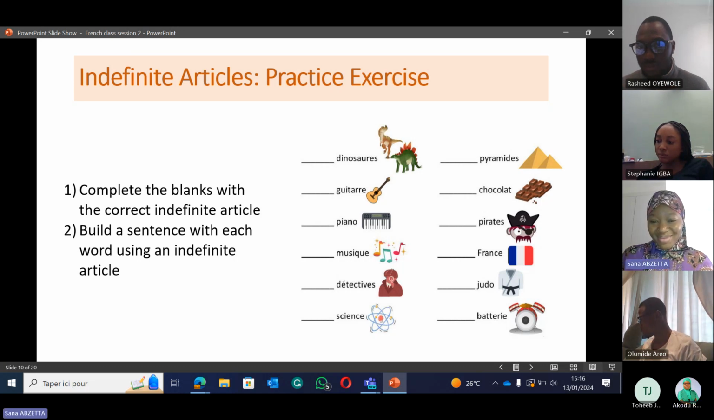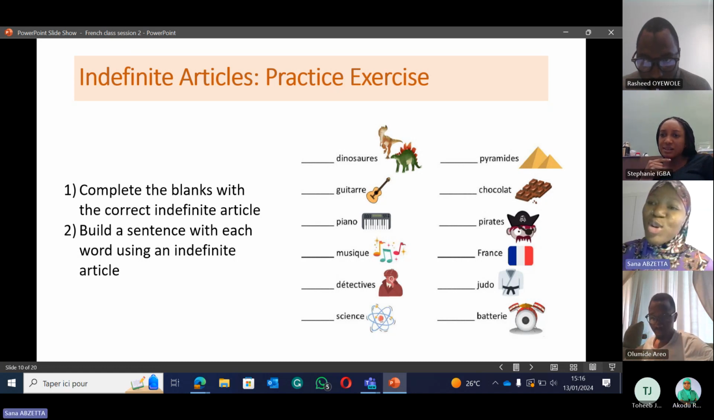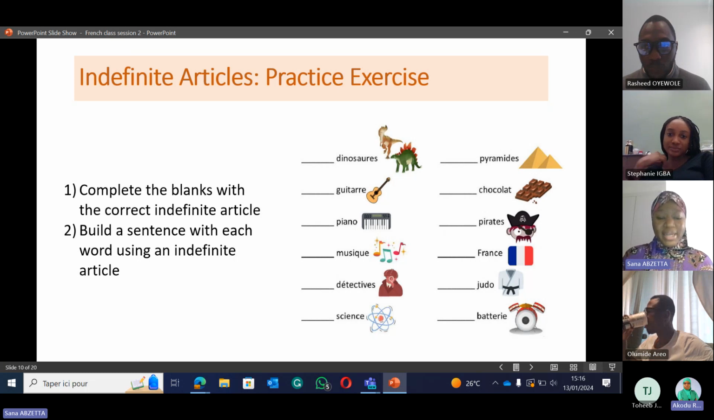Je suis détective. Je suis une détective. I thought when talking about profession, we are not to add the article. No, when you are talking about someone else's profession, if you want to talk about your sister's profession, your brother, your friend. Okay, je suis un détective.